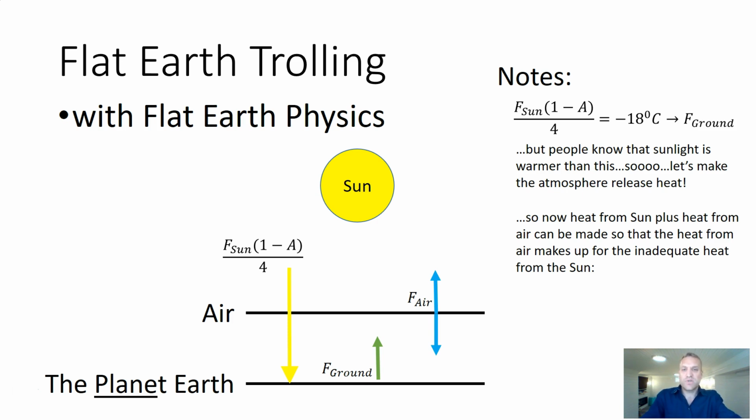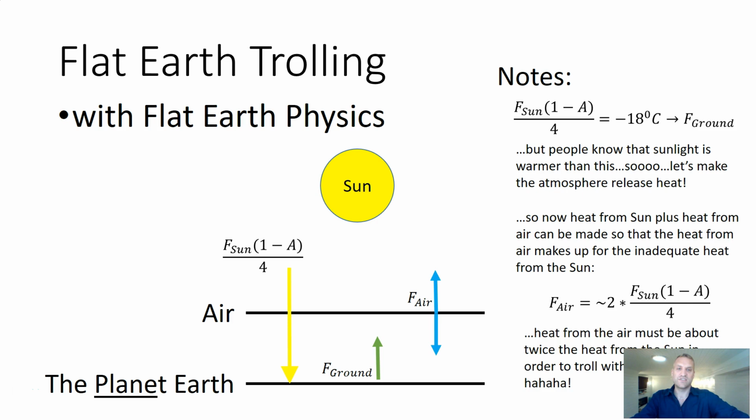Let's do that. I mean, that's pretty much the only opportunity we have, but here we're creating some flat Earth physics. We're creating some physics in order to satisfy flat Earth theory, okay? So now heat from the sun plus heat from the air can be made so that the heat from the air makes up for the inadequate heat from the sun. That's great. This is super good physics, super good stuff.